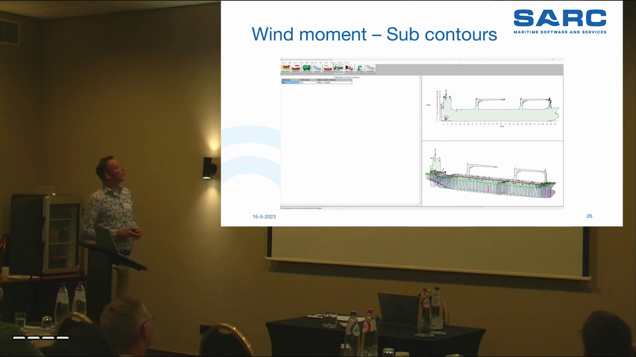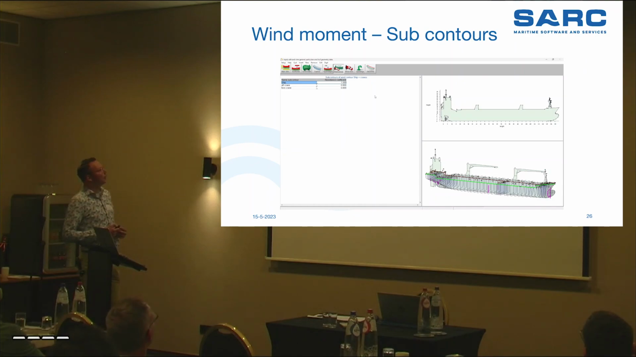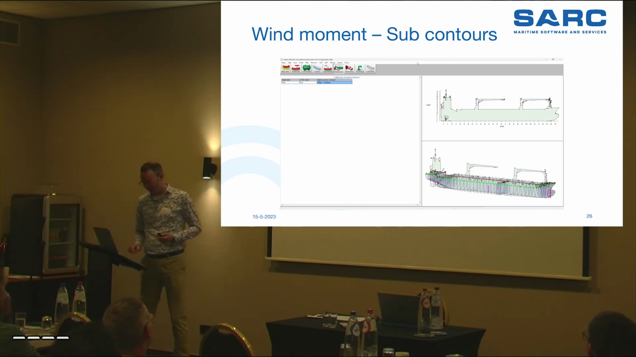So this is how it looks like. I just created a group ship and cranes. That's the contour, but it's built from 3 subcontours: the ship and the 2 deck cranes of the vessel, which differ in resistance coefficient that I just made up, so it's not the correct resistance coefficient.